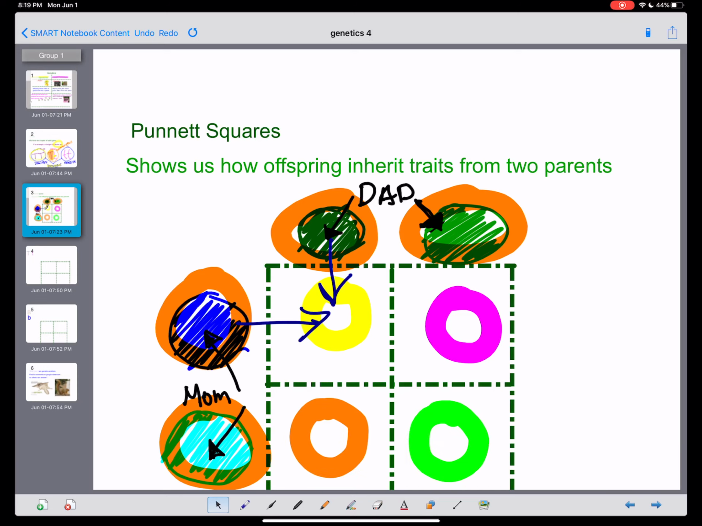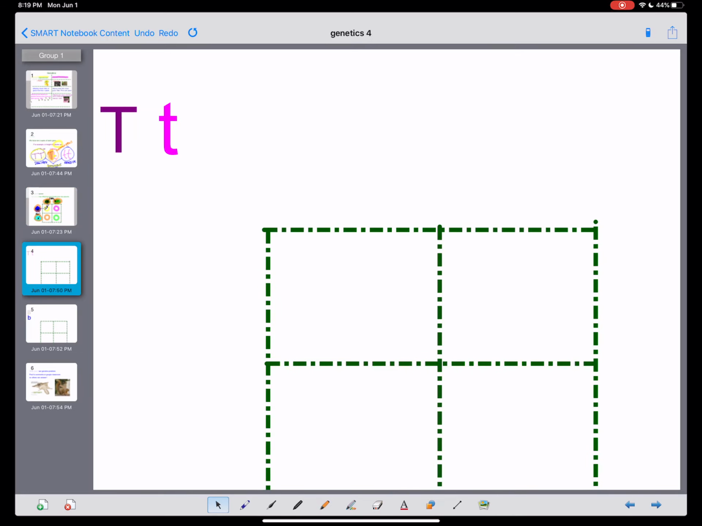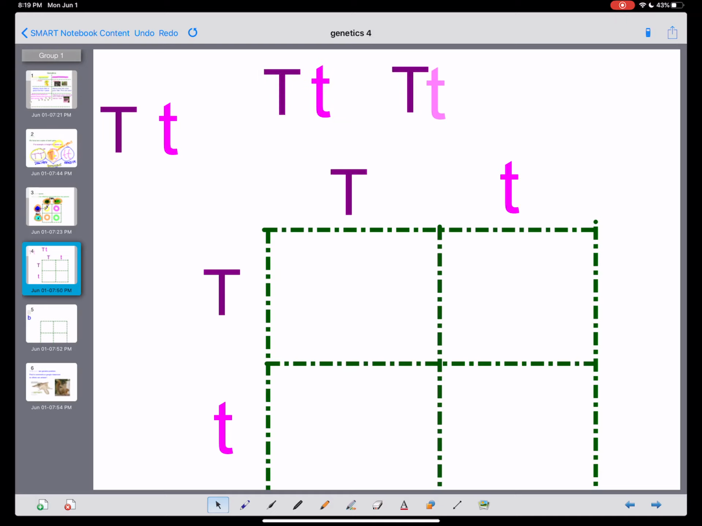Of course, in real life, it doesn't work like that. It's just a percentage chance that it would be each box. So there's going to be a quarter chance it's going to turn out to be this box, a quarter chance this box, etc., etc. So in our first problem, we have capital T, lowercase t for tall and short. We're going to say that both parents are heterozygous. So they both have 1 capital T and they both have 1 lowercase t. And the way we would write this problem is capital T, lowercase t times capital T, lowercase t.